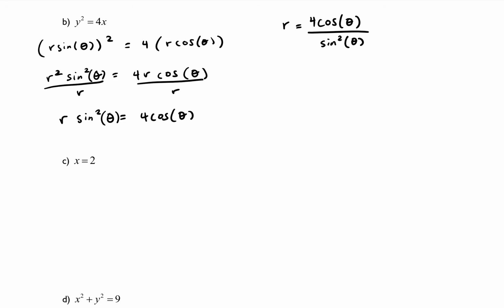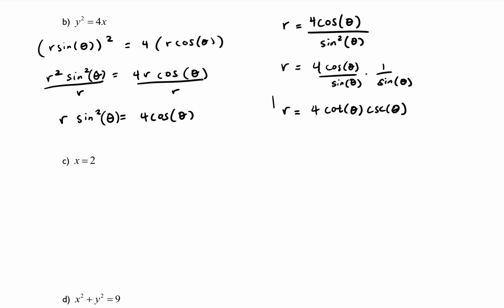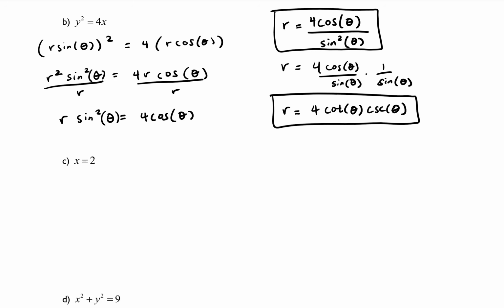Now, you could leave your answer like this, or sometimes people don't like fractions, and there's a couple different other ways that we could write it. We could write it as 4 cosine of theta over sine of theta times 1 over sine of theta. And the reason that I wrote it like that is so then we can change it into 4 times cotangent of theta times cosecant of theta using the reciprocal identities. So you could either write it like that or like this. Either of these should be fine.